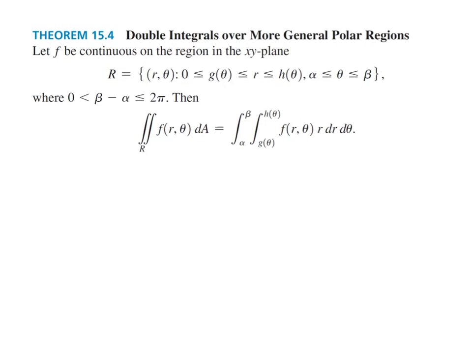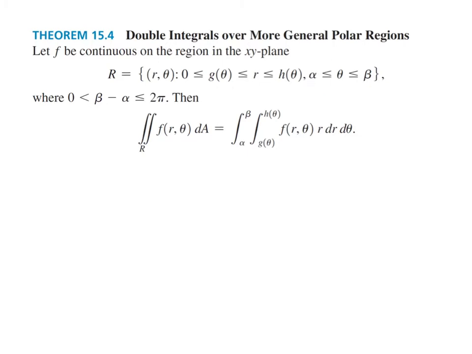Theorem 15.4 on the next slide states a double integral theorem for more general polar regions, so when the regions are not necessarily rectangular. So instead of our r bounds being constant, our r bounds are some function of theta, and our theta bounds are still in fact constant.